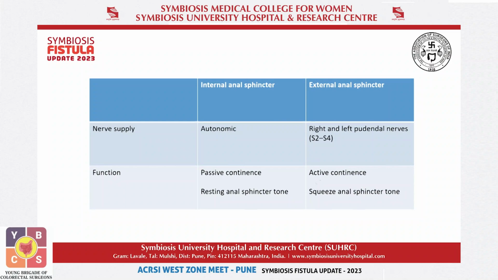So the two muscles which surround the anal canal, that is the internal anal sphincter and the external anal sphincter, are mainly contributing to continence in that area. In that, the internal anal sphincter is under autonomic control. This is the continuation of the circular muscle, and this contributes to the resting anal sphincter tone, and that's why it contributes to the maintenance of passive continence.